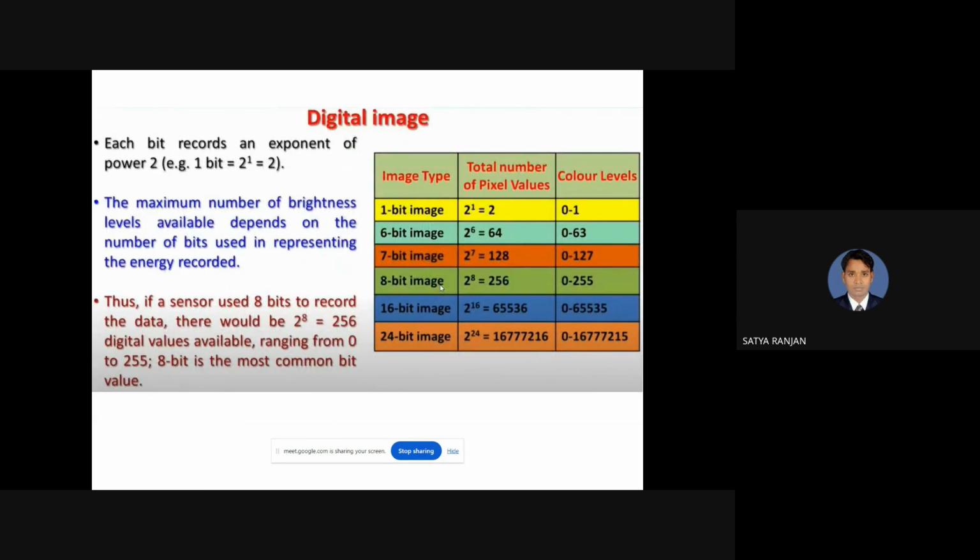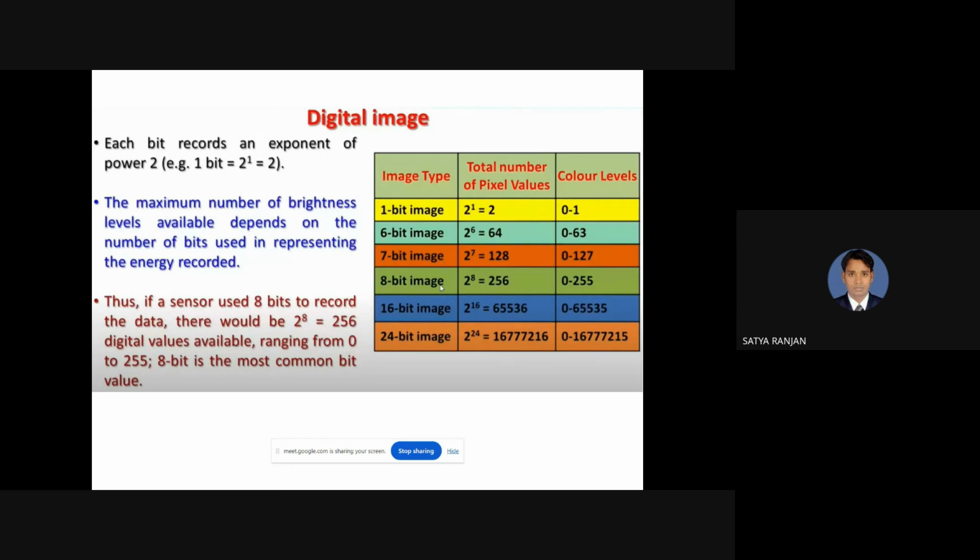So how are these values determined? Various bit depths are there. A 1-bit image is an exponent of 2: 2 to the power 1 is equal to 2, so its color level is 0 to 1. For 8-bit images, 2 to the power 8 is 256, so it is arranged from 0 to 255.